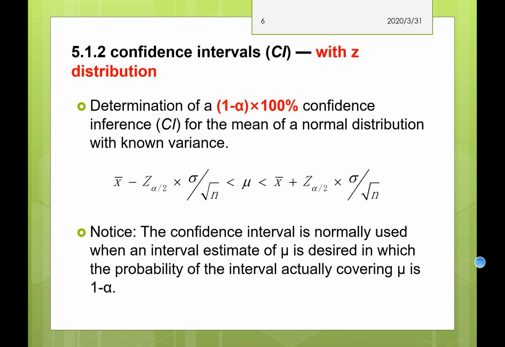Most often, we use 0.05 as the value of alpha. So we usually get the 95% confidence interval. That means the range has a probability of 95% to contain the population mean.